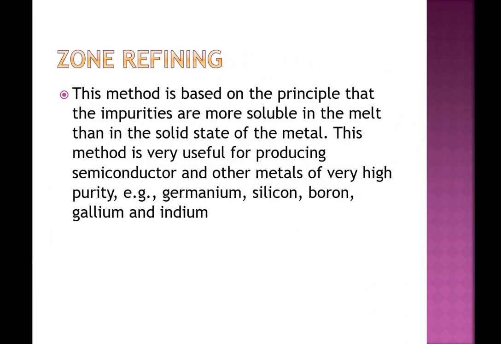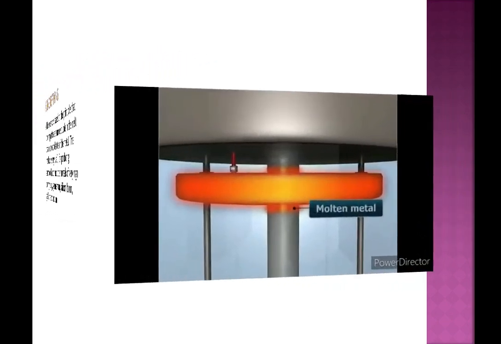Next we have zone refining. This method is based upon the principle that impurities are more soluble in the melt than in the solid state of the metal. This method is very useful for producing semiconductors and other metals of very high purity. For example, germanium, silicon, boron, gallium and indium.